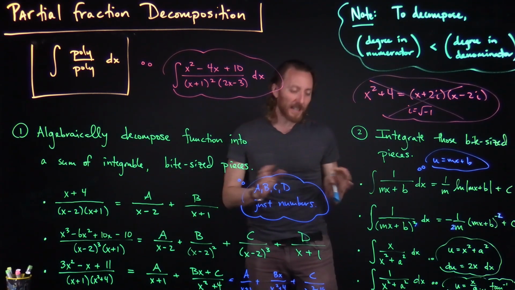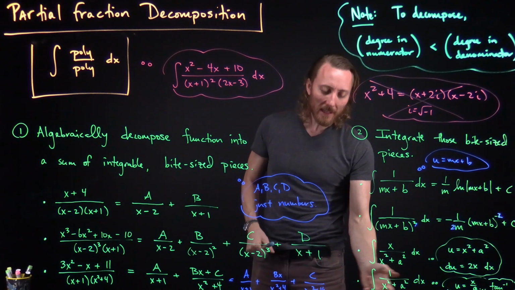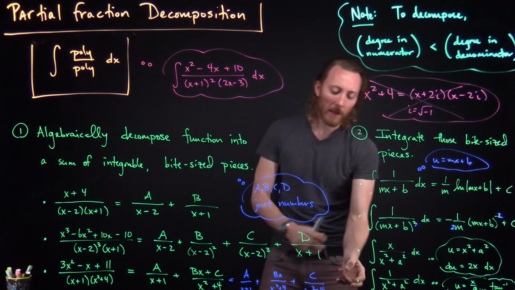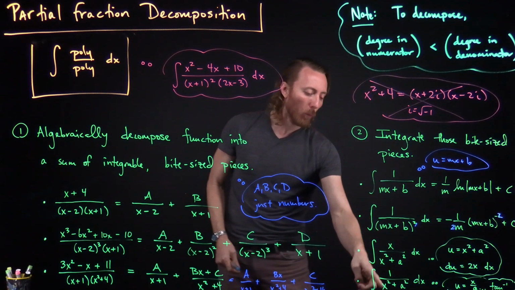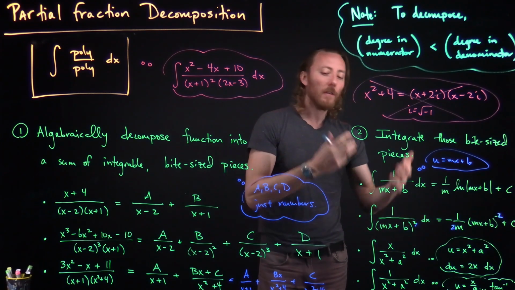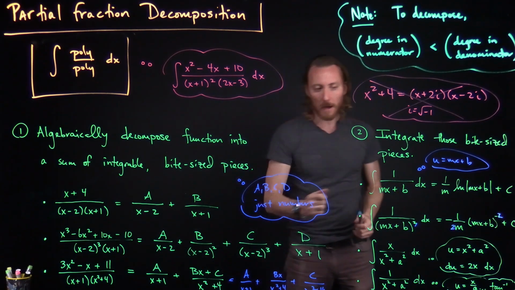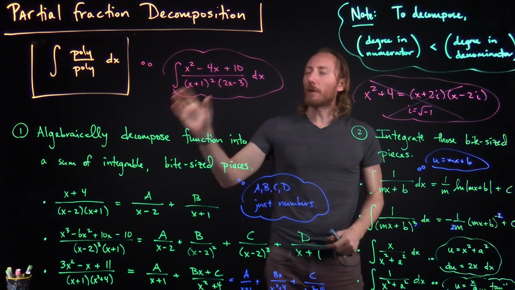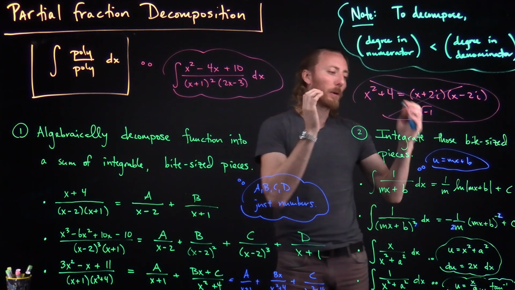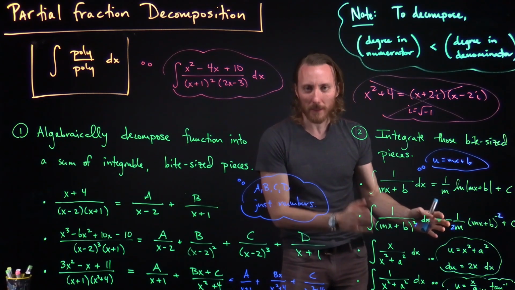But the big picture here again is that even in the case of the c over x squared plus 4 like we have here, or in general, factor out the c, 1 over x squared plus a squared, you have an integrable piece that results from your decomposition. So we're going to take polynomials over polynomials, we're going to decompose them into bite-sized pieces, and then we're going to integrate each of those bite-sized pieces.